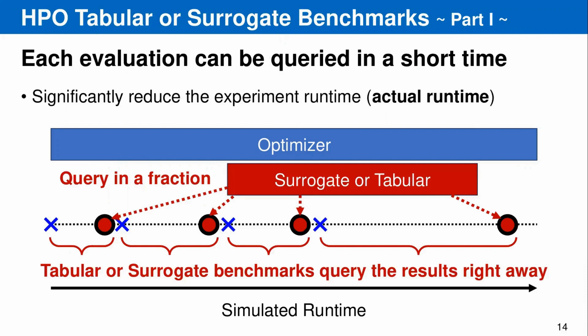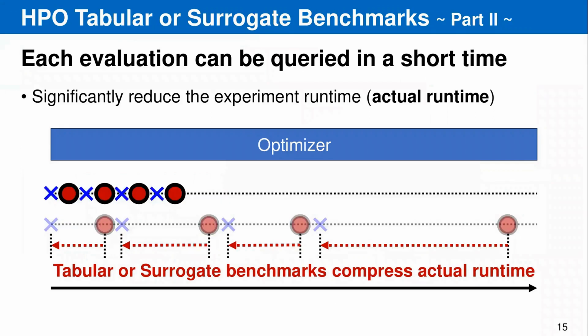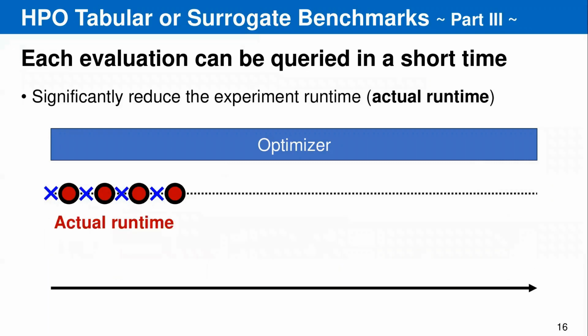Many hyperparameter optimization benchmarks use a tabular format or surrogate model. A tabular benchmark contains pre-recorded results for all possible configurations in a given search space. A surrogate benchmark uses a machine learning model trained on collected observations in a given search space. When using a tabular or surrogate benchmark, the values of each hyperparameter configuration can be queried in a fraction of the time. In the example of the presentation as well, we can shorten the runtime for each query. Then, the actual runtime will look like this.